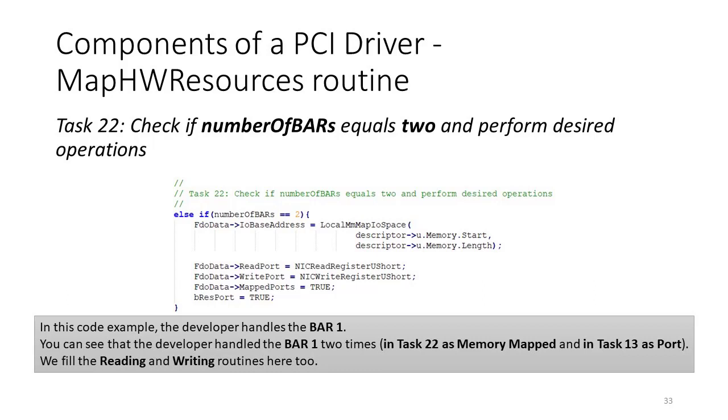In this code example, the developer handles the bar 1. You can see that the developer handled the bar 1 two times, in task 22 as memory mapped and in task 13 as port. The developer also fills the reading and writing routines here too.